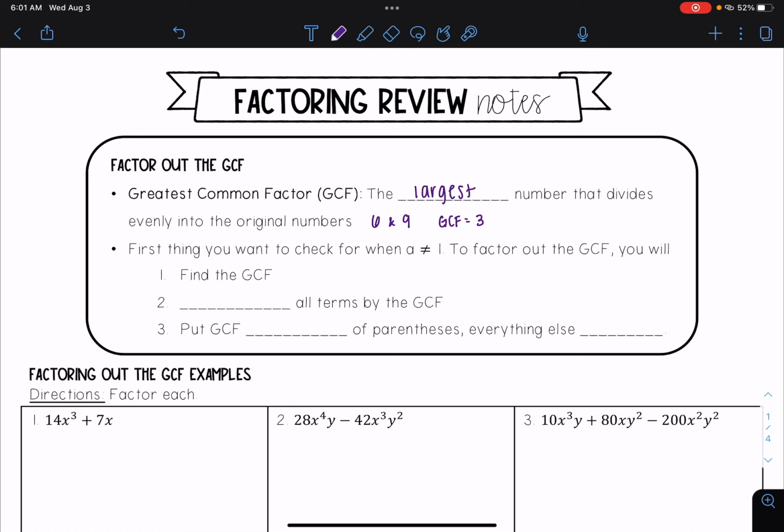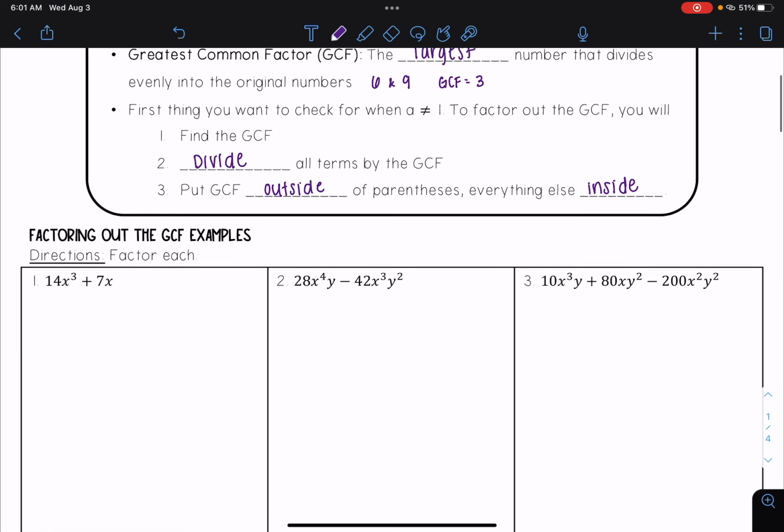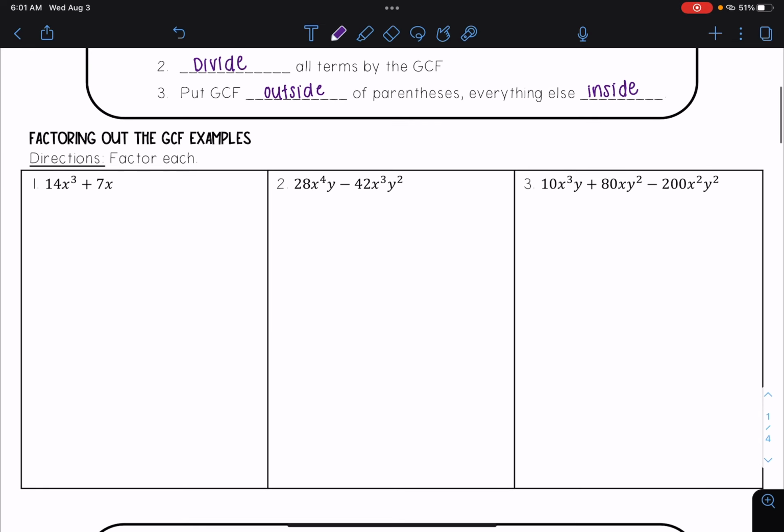And to factor out the GCF, you will first find the GCF, divide all terms by the GCF, and then put the GCF outside of parentheses and everything else inside. So let's look at a few examples. I want to factor each.